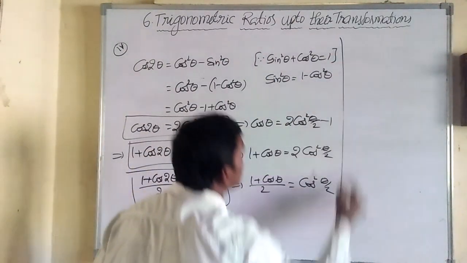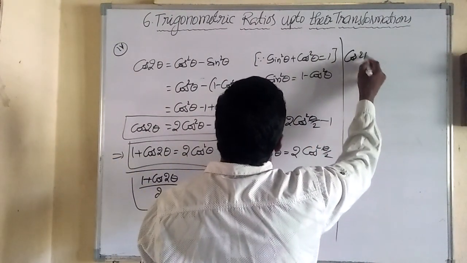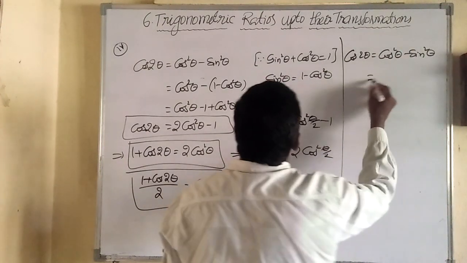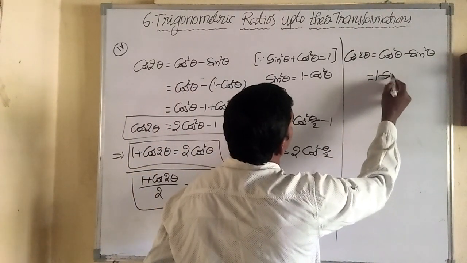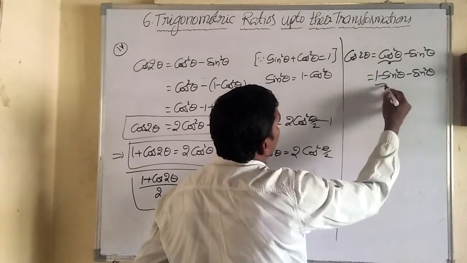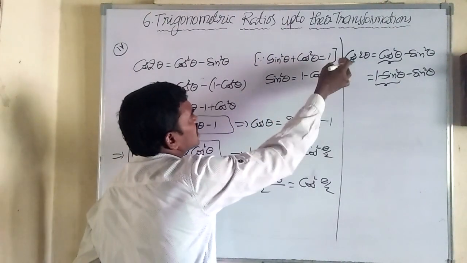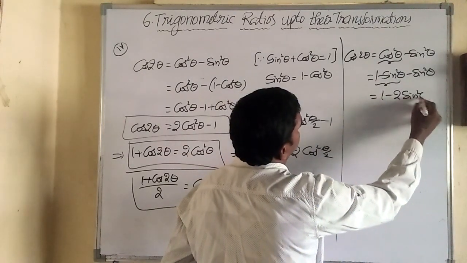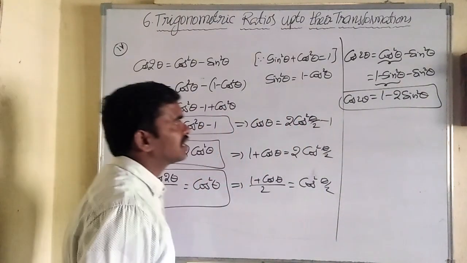If I convert the same formula, what is the cos 2 theta formula? Cos square theta minus sin square theta. Suppose I change cos square theta and write it in terms of sin, meaning 1 minus sin square theta, and minus sin square theta as it is. I wrote cos square theta as 1 minus sin square theta using the same first identity. So we get 1 minus 2 sin square theta. So the cos 2 theta formula can also be written as 1 minus 2 sin square theta.